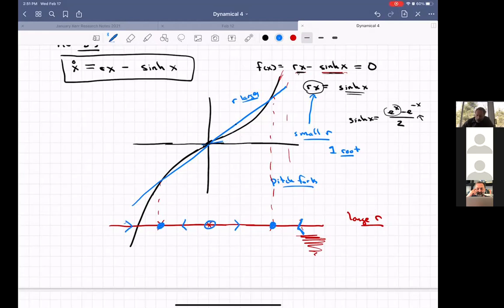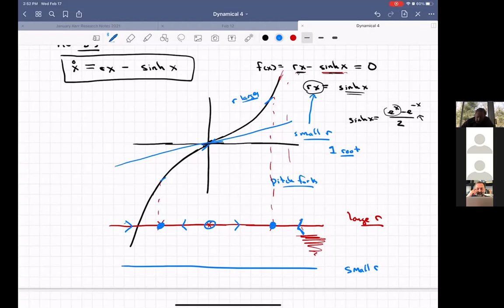So at large r, I end up with two stable fixed points at plus and minus something or another. And then if I have a smaller r value, so if I come down here and I draw this for small r, so now if I take out this curve and I put in some curve like that, now I only have one fixed point. It's only at the origin.